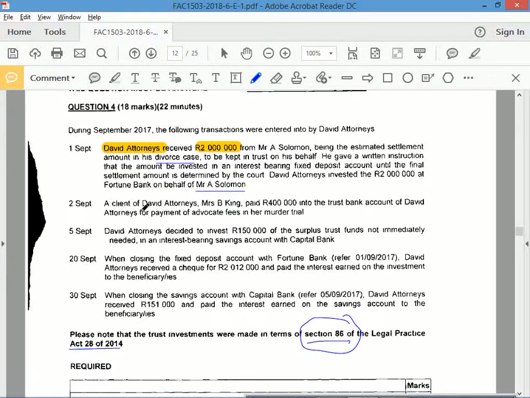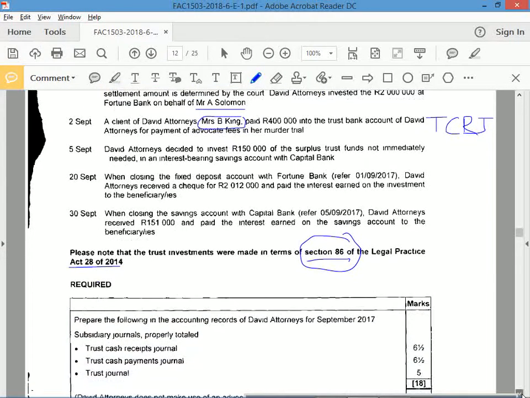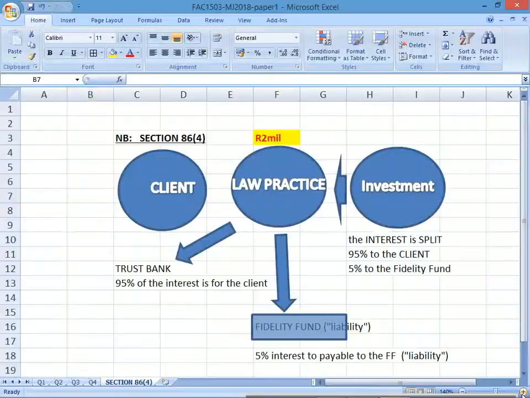On the second, a client, Mrs. King, paid 400,000 into the trust bank account of David Attorneys for payment of advocate fees in her murder trial. So that's just a normal TCRJ. You've got Mr. Solomon and you've got Mrs. King. They're separate clients. Are we drawing up the journals for September? I didn't write down the date. I should have checked it. Yes, we are. So let's go to our answer.